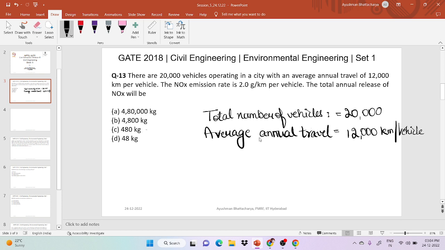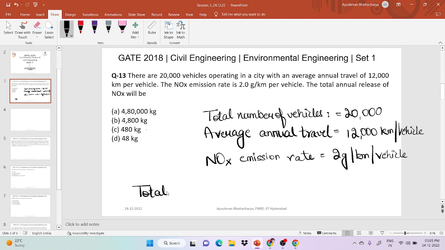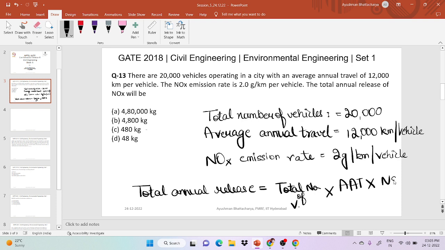Okay. Now the NOx emission rate is 2 gram per kilometer per vehicle. So basically, they are asking the total annual release of NOx. For the total annual release, it will be the total number of vehicles multiplied by the average annual travel, multiplied by the NOx emission rate.